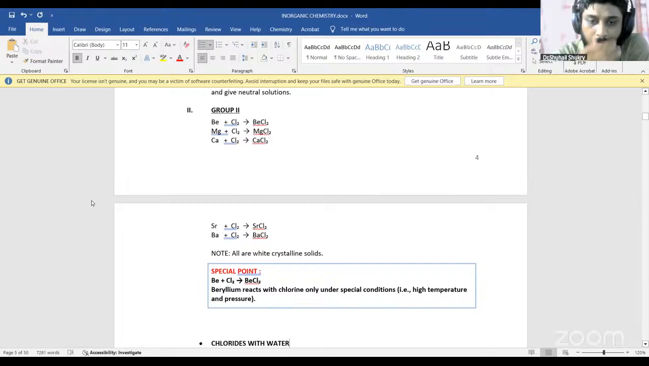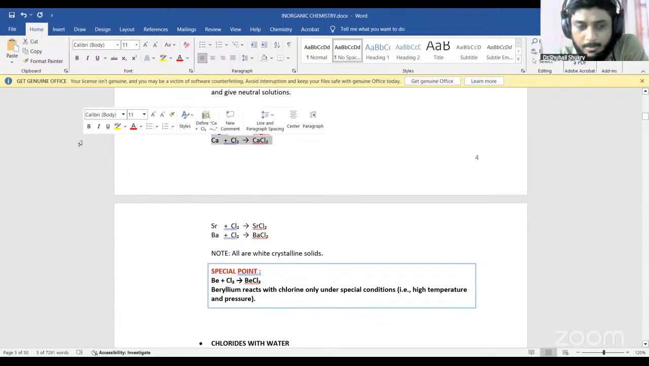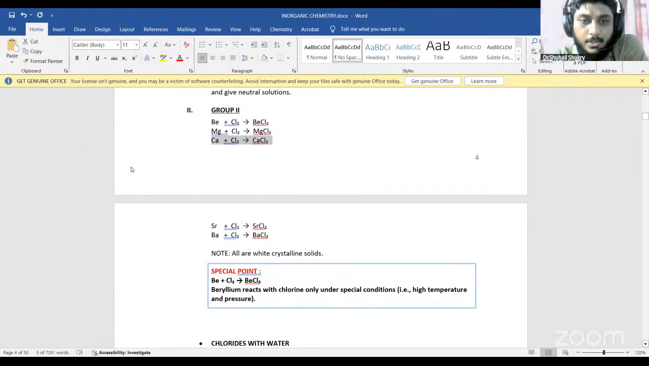Now beryllium reacts with chlorine only under special conditions, but still beryllium can react. Now all are white. No need for much about chlorine. Just what you have to remember is that all of them can react with chlorine. That's it. Next thing.